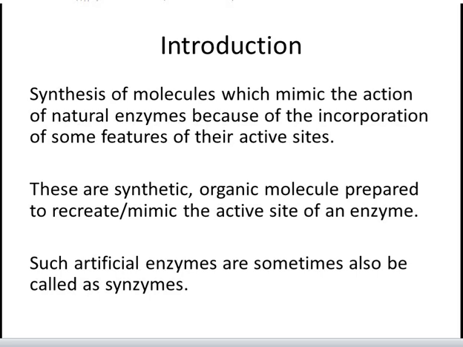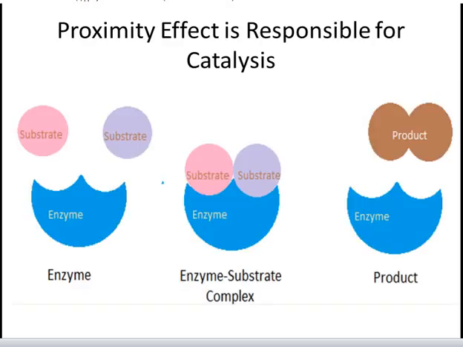Friends, the artificial enzymes are the synthetic organic molecules prepared to recreate or mimic the active site of enzymes. Such artificial enzymes are often called enzymes. The starting material for an enzyme need not necessarily be a protein. It may be a material other than protein, like cyclodextrins, cyclophanes, palladium, and other star molecules. The binding of a substrate close to the functional groups in the enzyme causes catalysis by so-called proximity effects. So it is therefore possible to create similar catalysts from small molecules which will mimic the enzyme active sites.